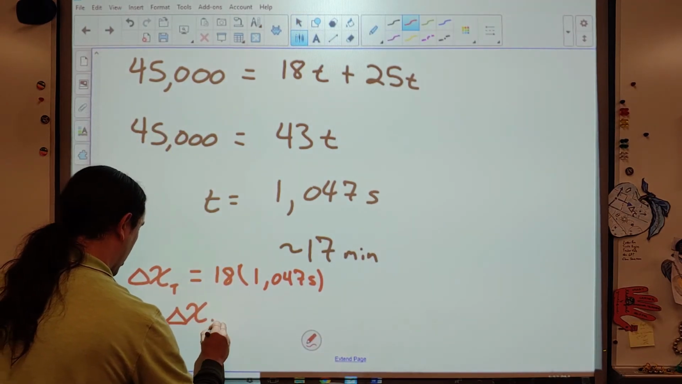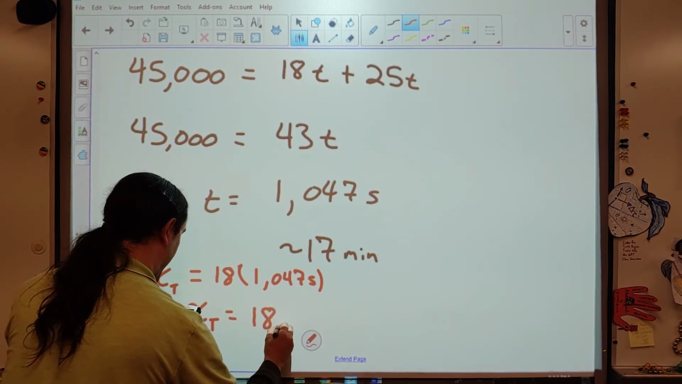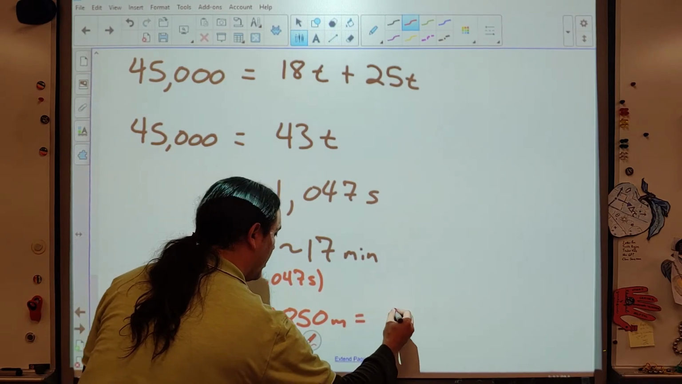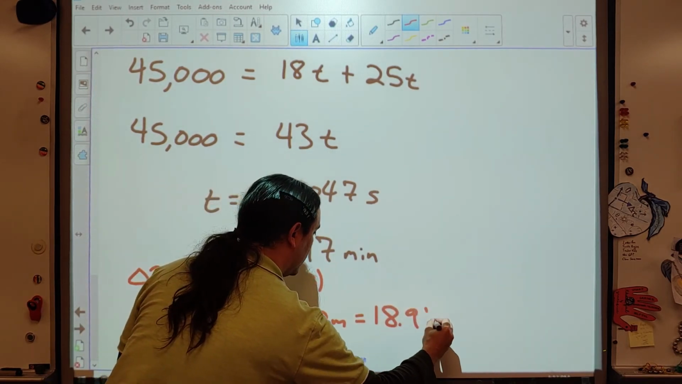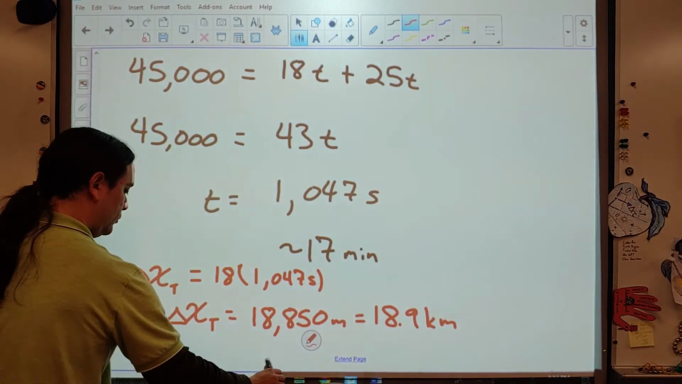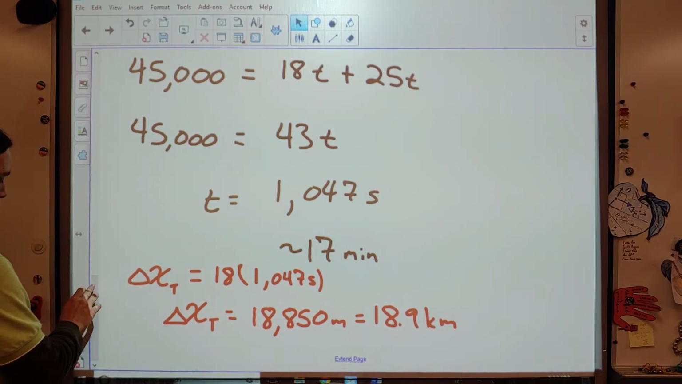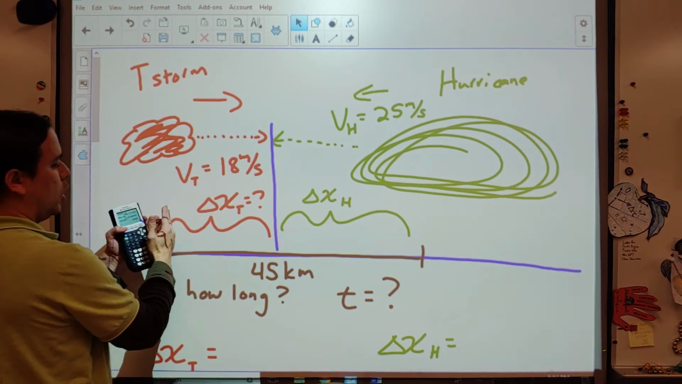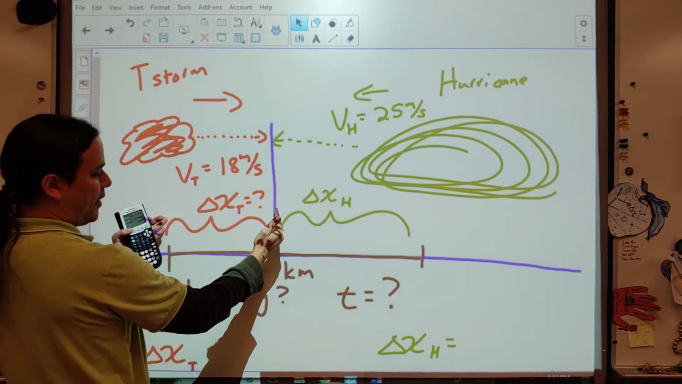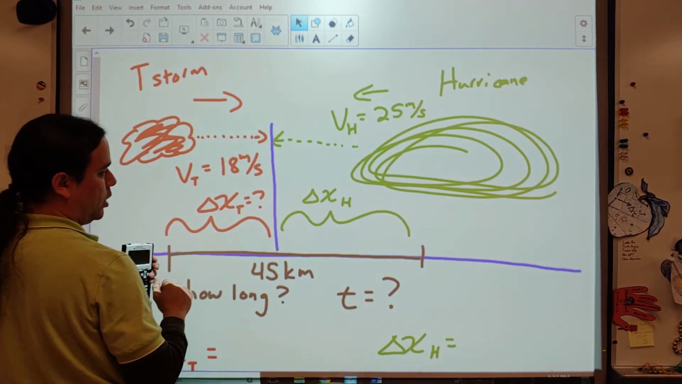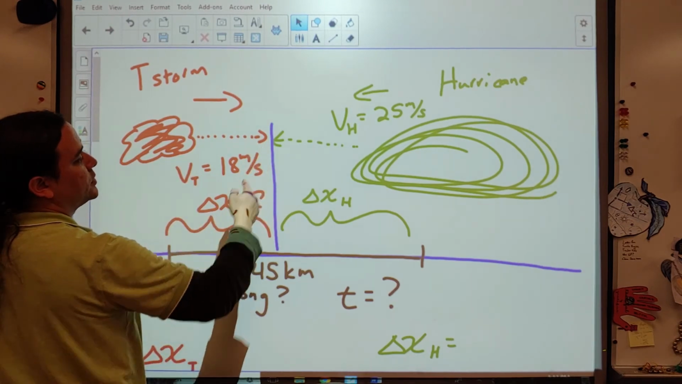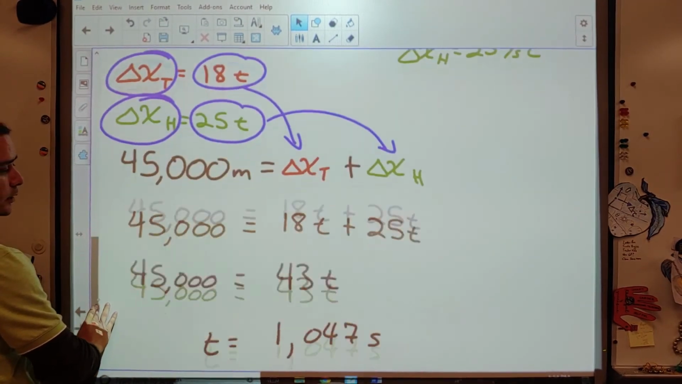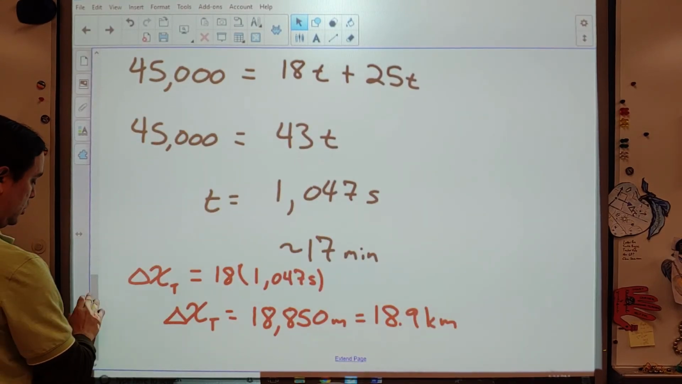The thunderstorm moves 18,850 meters, or about 18.9 kilometers. Let's do a logic check on that. That's a little less than 20 kilometers. So it goes less than halfway, because we've got a total of 45 kilometers, which is what we would expect because it's moving a little slower. Without going through and doing a whole bunch to double check it, at least it passes our initial glance.